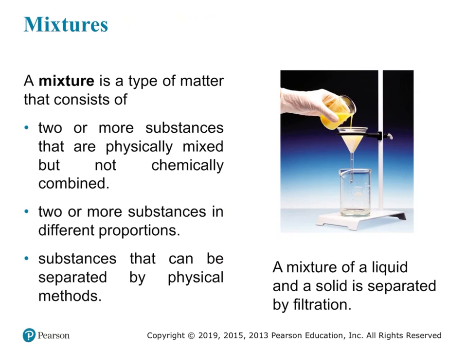Now let's talk about mixtures. A mixture, again, is a type of matter that consists of two or more substances that are physically mixed but not chemically combined. A mixture can contain two or more substances in different proportions, and those substances can be separated by physical methods. So you should be able to separate components of a mixture through, again, physical means, which means that you're not going to use a chemical reaction to separate them.